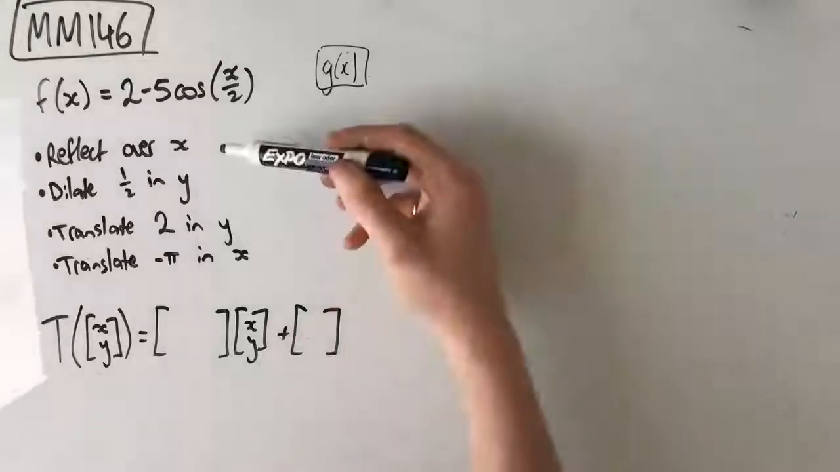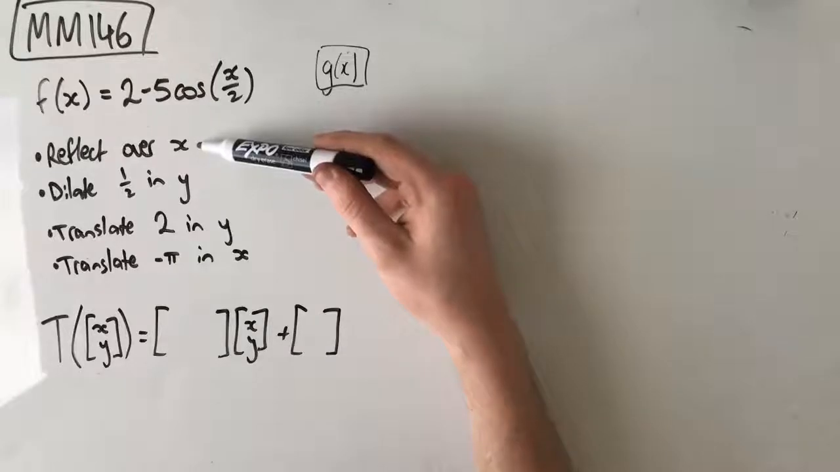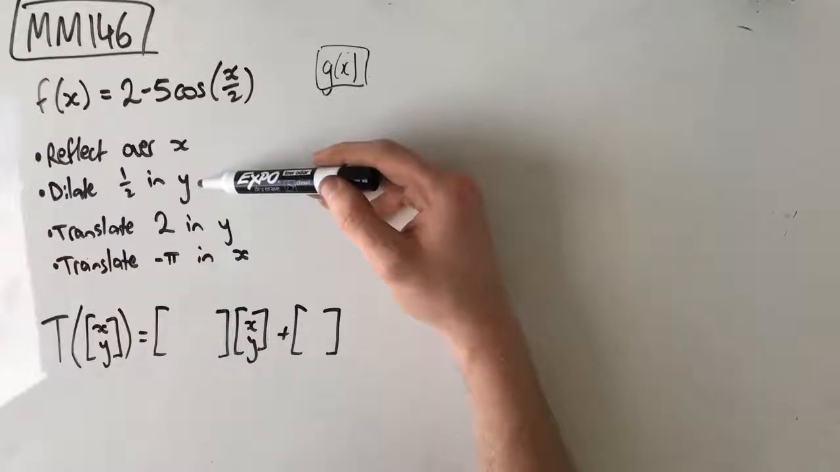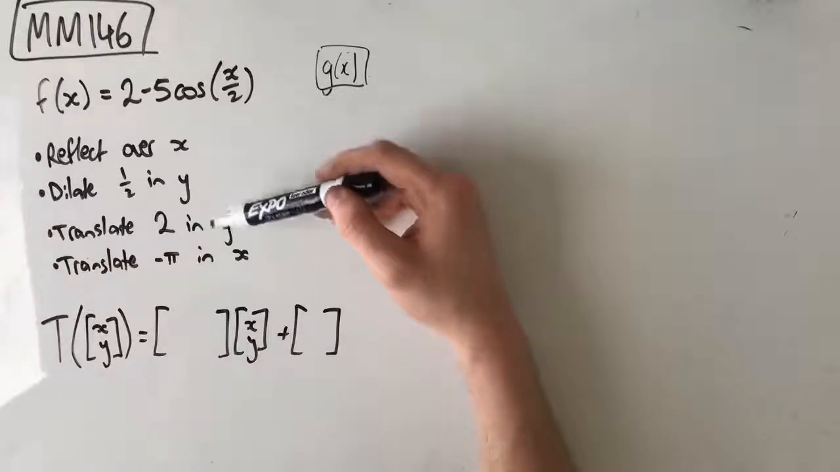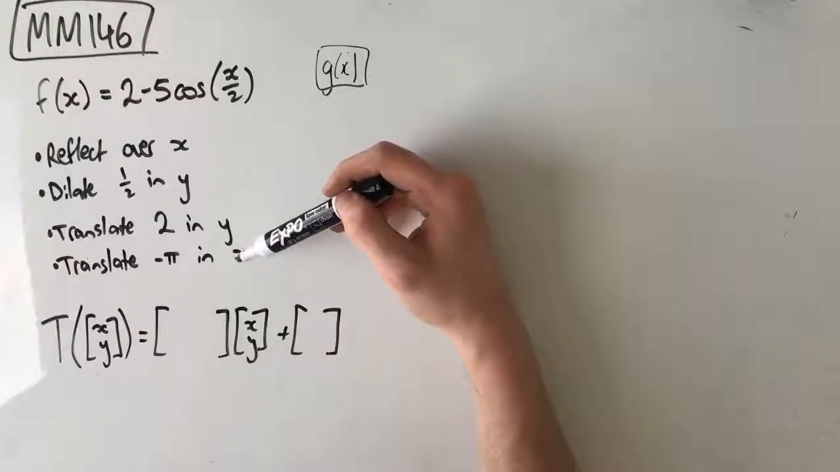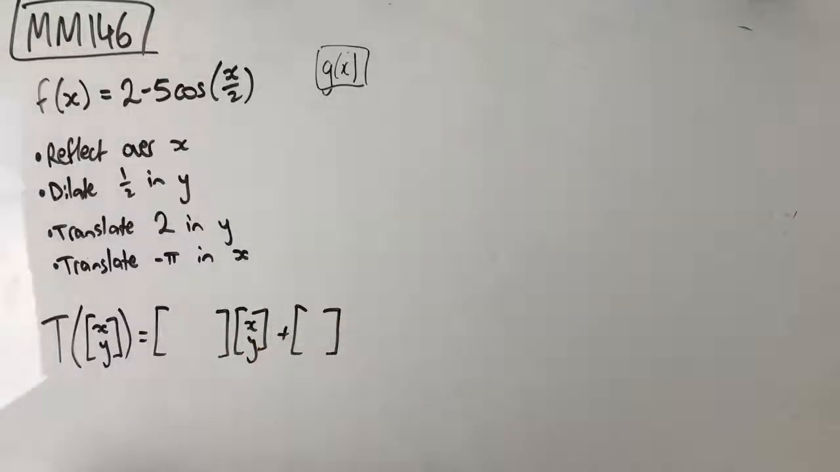So we've got this list of transformations: we're reflecting f of x over the x-axis, dilating it by a factor of 1/2 from the y-axis, translating it 2 units in the positive y direction, and translating it pi units in the negative x direction. So first things first is to create a transformation matrix that looks something like this.